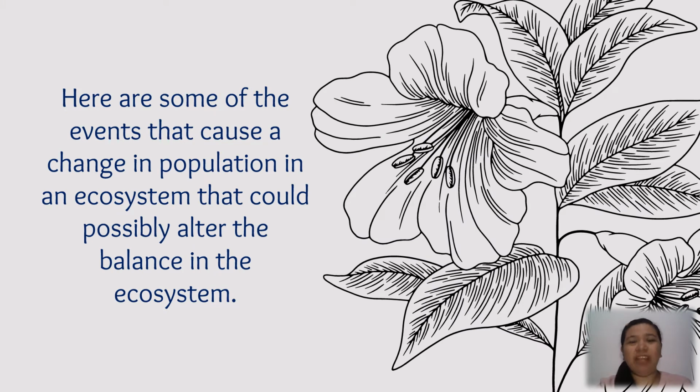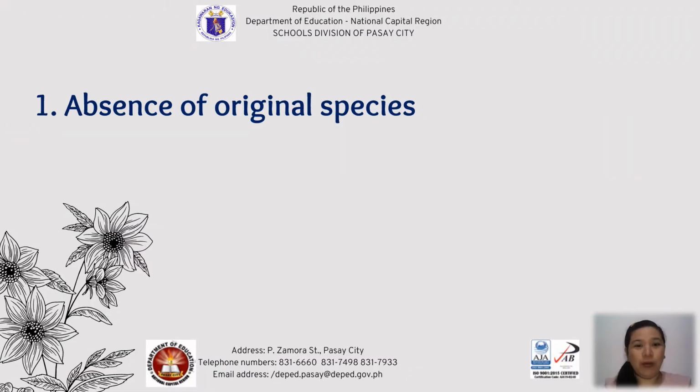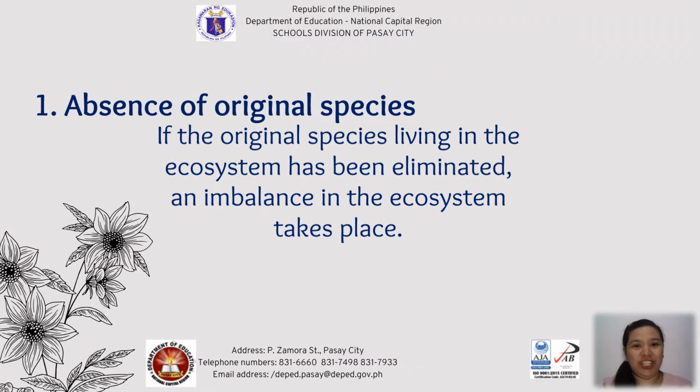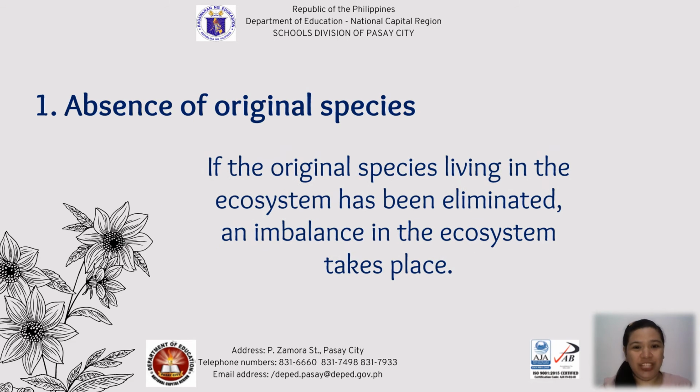Here are some of the events that cause a change in population in an ecosystem that could possibly alter the balance in the ecosystem. One of the events is the absence of original species. If the original species living in the ecosystem has been eliminated, an imbalance in the ecosystem takes place.